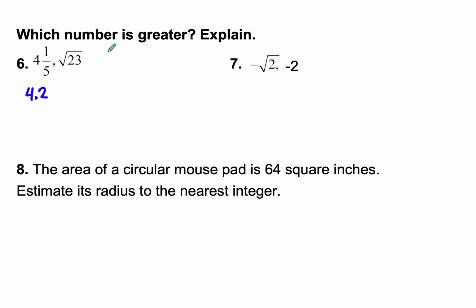Now I'm going to estimate the square root of 23. I know it's really close to the square root of 25, which is 5, and it's a little bit less. So let's see, I'm going to estimate with maybe 4.8, 4.9, one of those things.